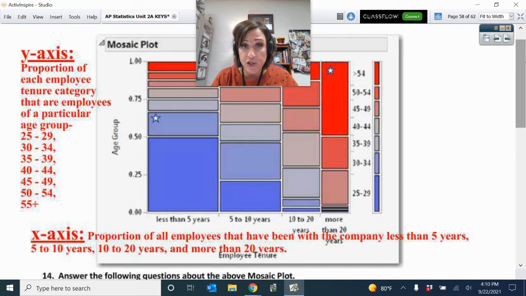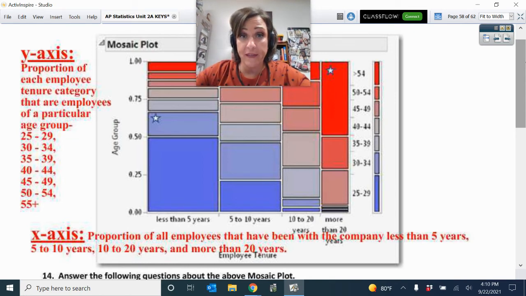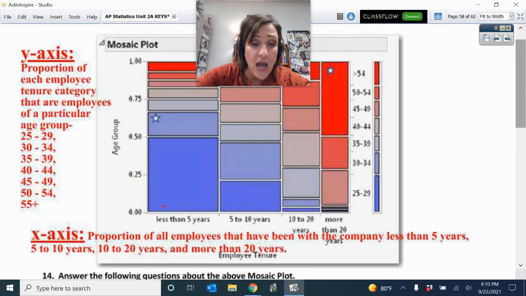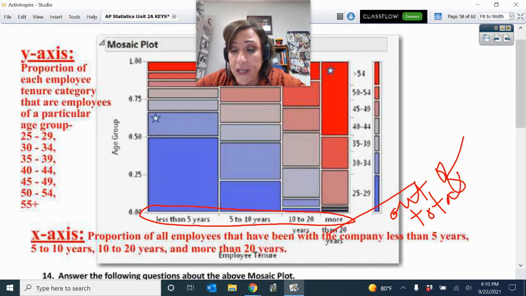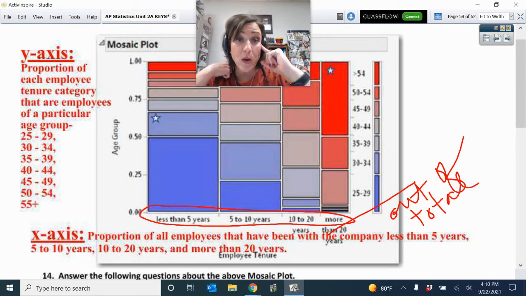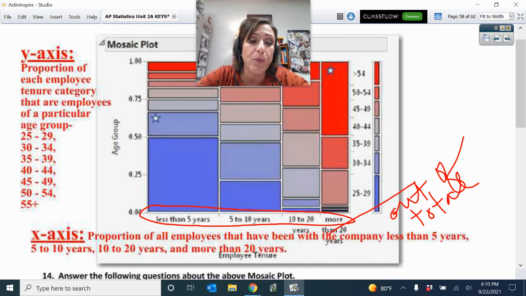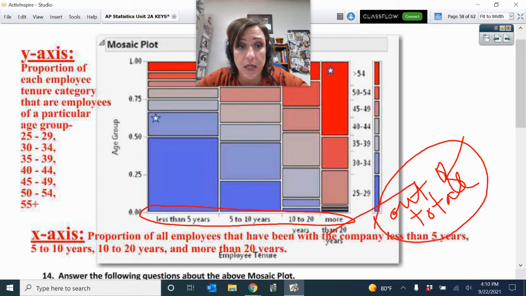So first and foremost, you need to know that the widths on the x-axis reference are out of the total employees sampled. That is what makes it a marginal distribution, because it's out of the total. We have the proportion of all employees sampled that worked less than 5 years, 5 to 10 years, 10 to 20, and more than 20. That is critical, that you understand how to write that x-axis interpretation.